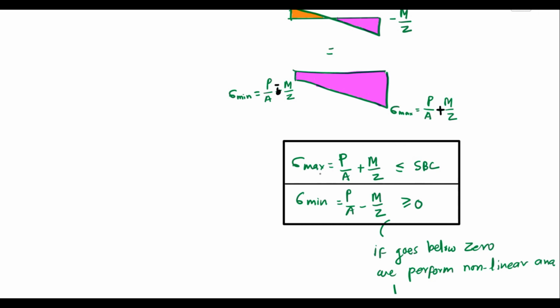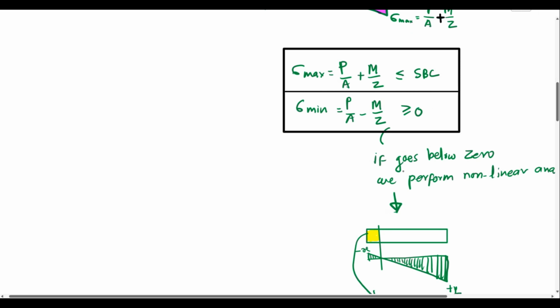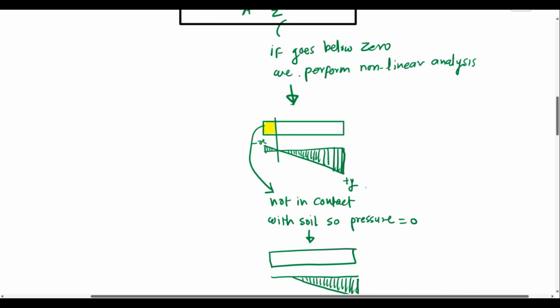Once we have checked the maximum pressure with respect to soil bearing capacity, the second check is we need to check whether the final pressures coming on the footing are not going into the negative side and are always greater than or equal to zero. If it goes below zero, then we need to perform some nonlinear analysis. And once we perform the nonlinear analysis, we come to know how the redistribution of the pressure is getting done if the soil is not at all in contact with the footing.